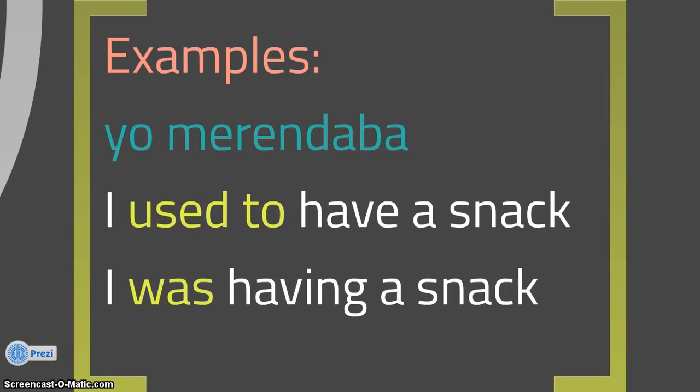So, for example, yo merendaba could mean I used to have a snack or I was having a snack. It's important to notice that merendar is a stem changer in the present tense, but not in the preterite or the imperfect. In the imperfect tense, we do not have any stem changers, so the imperfect is a lot less complicated than the preterite tense. So no stem changers in the imperfect tense.